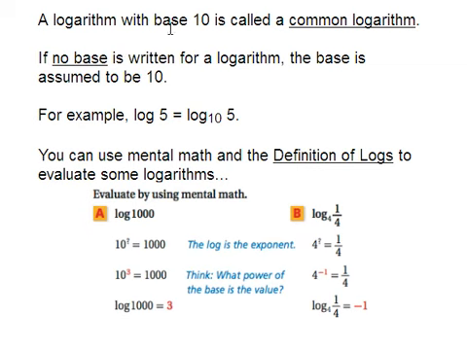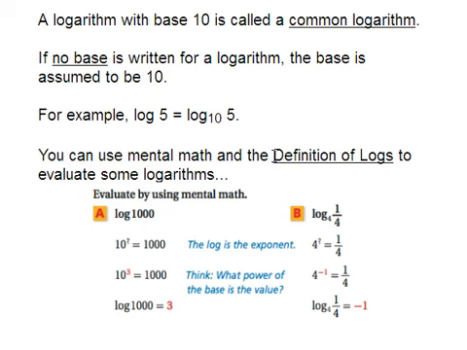A logarithm with base 10 is called a common logarithm. If you don't see a base number there, a little subscript, then we assume it's base 10. So if no base is written, the base is to be assumed to be 10. You won't see anything looking like this, log base 10 of 5. You will see it looking like this, log 5, and we have to assume that it's base 10.